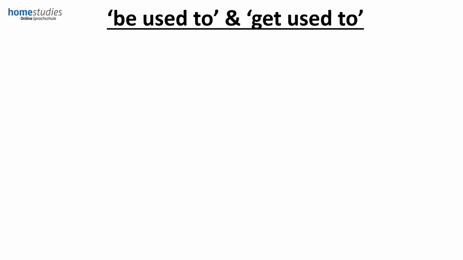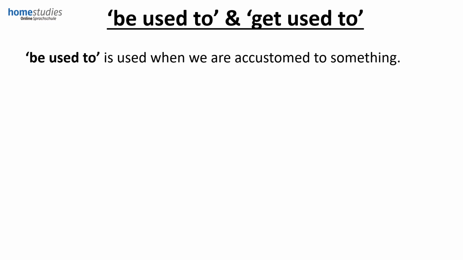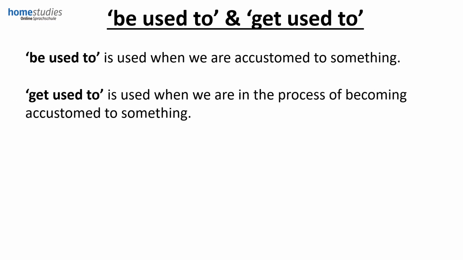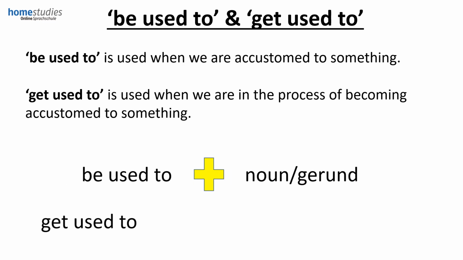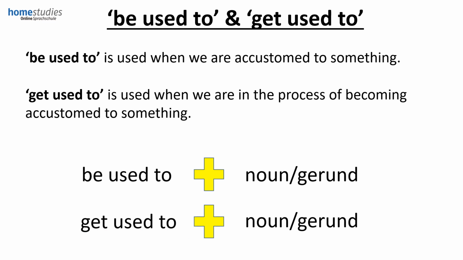Now let's look at be used to and get used to. Now, be used to is used when we are accustomed to something. Get used to is used when we are in the process of becoming accustomed to something. So it's be used to plus a noun or gerund, or get used to plus a noun or a gerund. Okay, let's look at some examples, shall we?